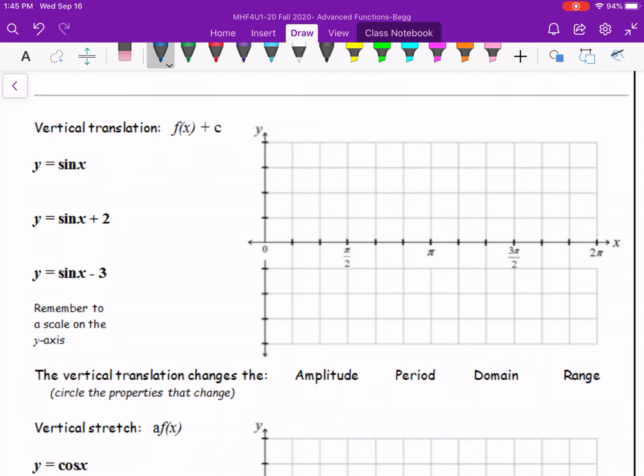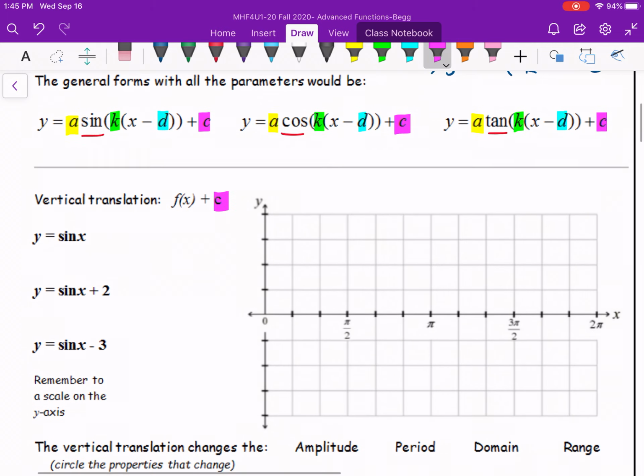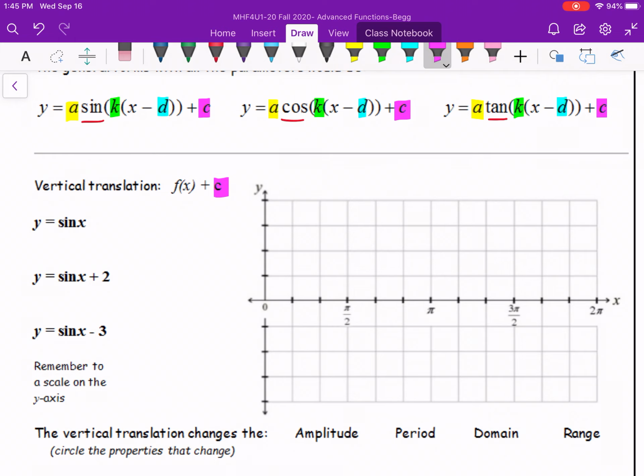So first one, we're just going to do a vertical translation. We're going to add a C value. So we know that that is our vertical shift, right? A is our vertical stretch, K is our horizontal stretch, D is our horizontal shift, and C is our vertical shift.